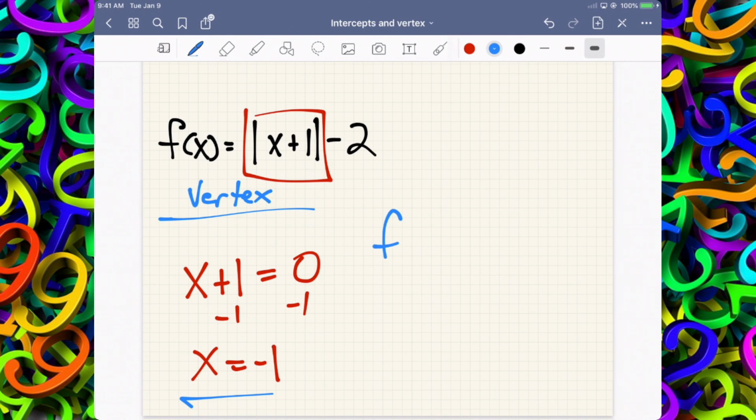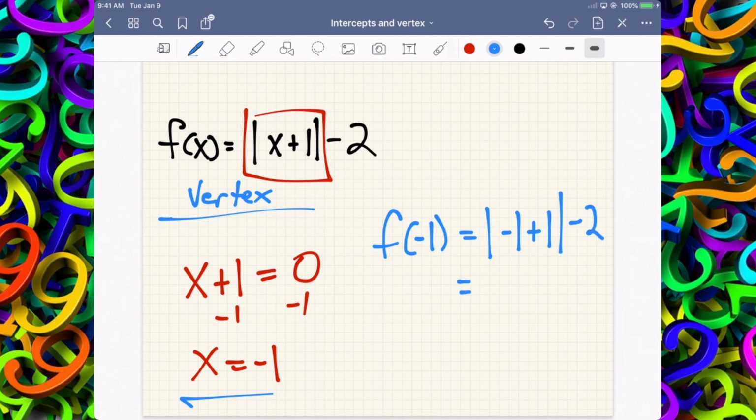So we're going to say f of -1. That's our value of x, right? We're plugging it in. Equals the absolute value of -1 plus 1 minus 2. Now we just need to simplify.